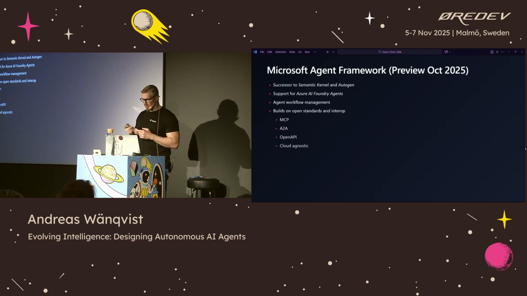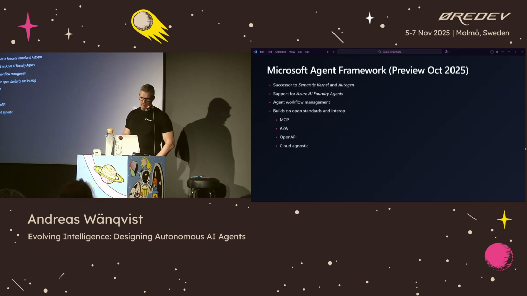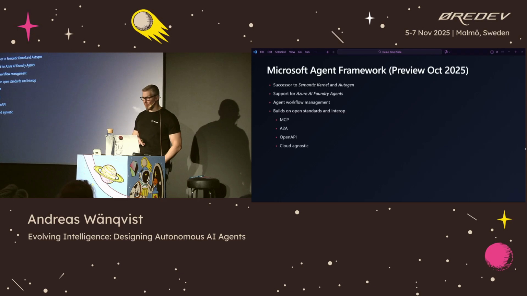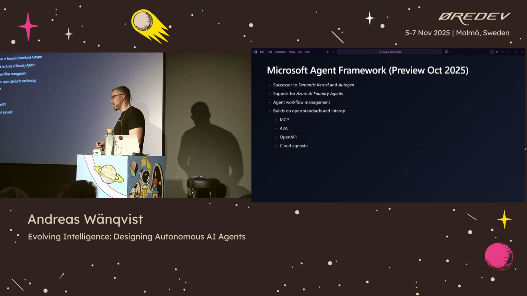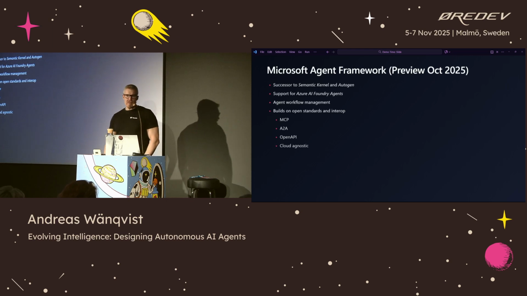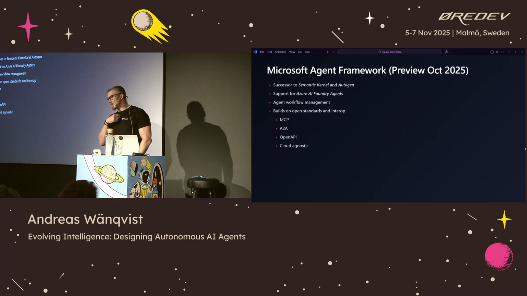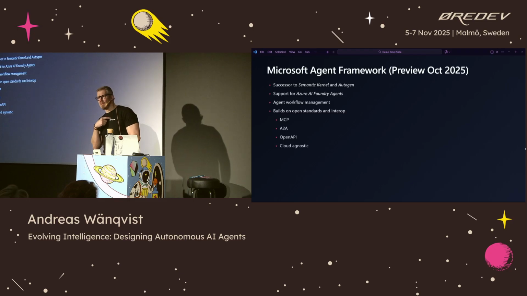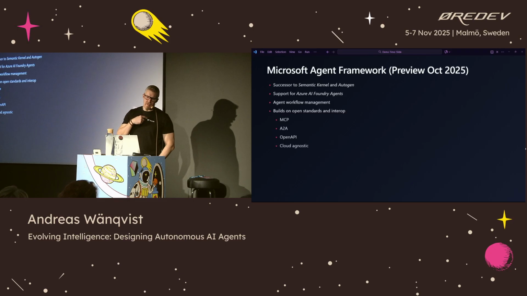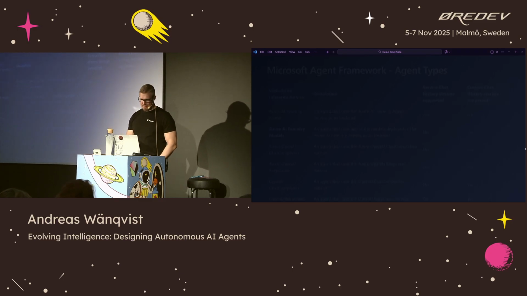In it, we have support for Azure AI Foundry agents, which you can set up in Foundry. And agent workflow management. We didn't have that in Semantic Kernel. So that's just creating workflows where parts of the steps are LLM-based inference. It builds on open standards like MCP, the agent-to-agent protocol, something that Google released a couple of months ago, I think, like pre-summer. OpenAI stuff, of course, and it's cloud agnostic. So, very nice.